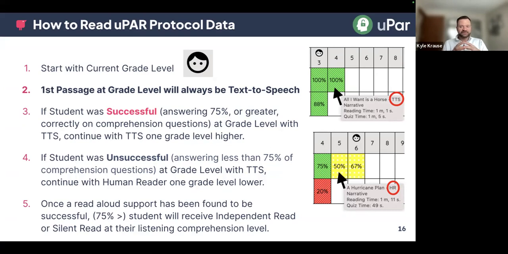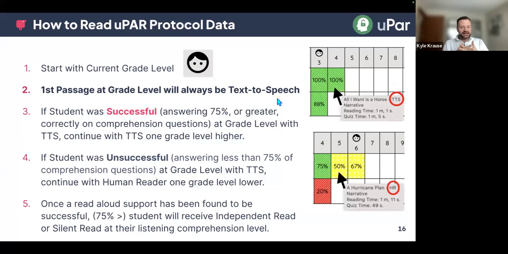If the student was unsuccessful at grade level, however, as the below graphic shows, that's where we'll actually go down one grade level. And at that level, one grade level below, is where we give them that human reader. That human reader is very similar to an audiobook. It's a recording of an actor reading with more inflection and tone. So we're seeing if maybe a more natural sounding voice benefits that student's listening comprehension. But also in the human reader, we take away the highlighting of each word that you would have in text to speech. So you'd also lose that aspect when you go to that human reader.